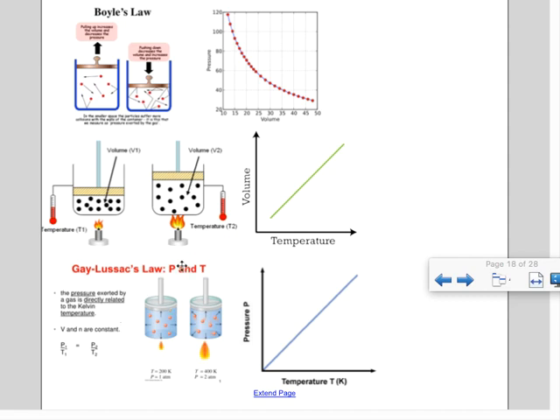Guy-Lussac's law is looking at pressure and temperature. And again, that was also a directly proportional relationship, very similar to Charles' law, where if you increase your temperature, your pressure is going to increase, again, because of more collisions. Okay.